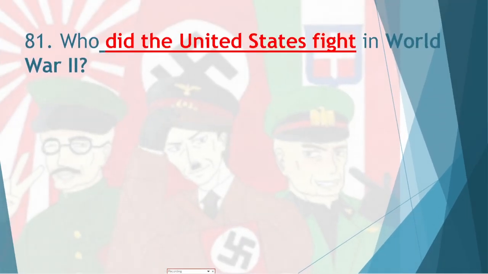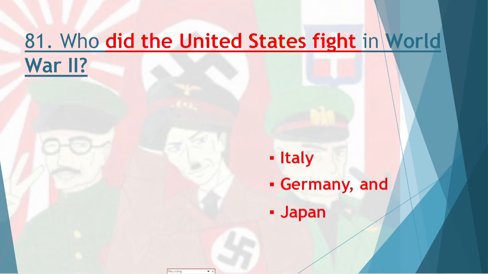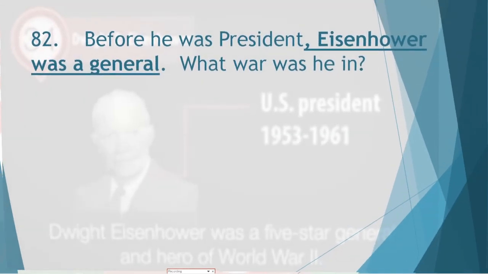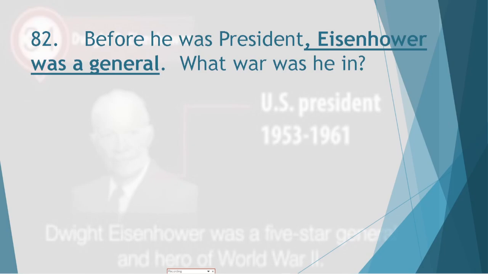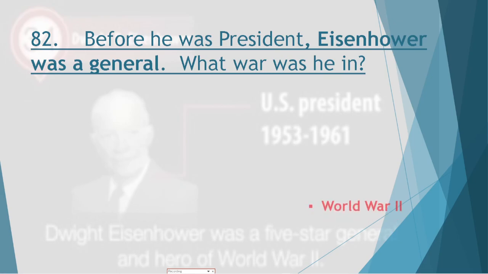Who did the United States fight in World War II? Japan, Germany, and Italy. Or Italy, Germany, and Japan. Before he was president, Eisenhower was a general. What war was he in? World War II.